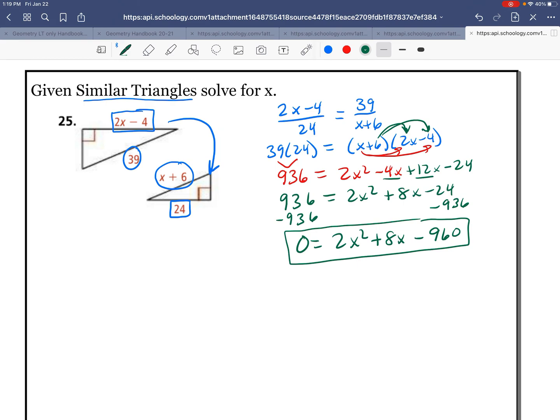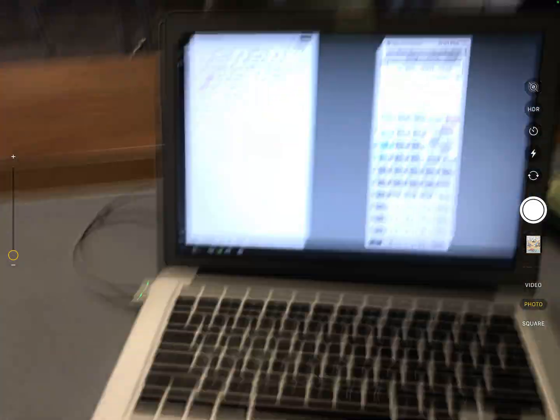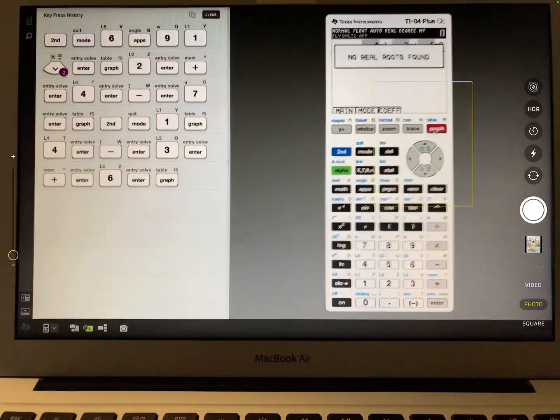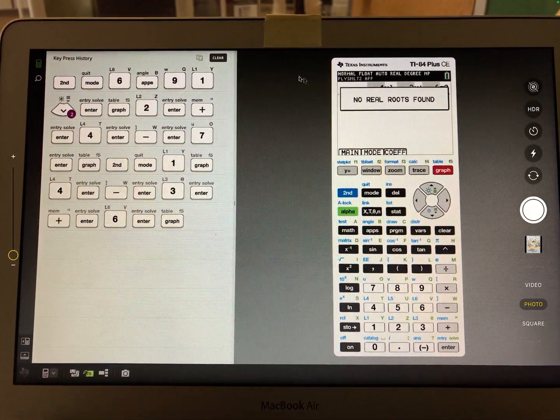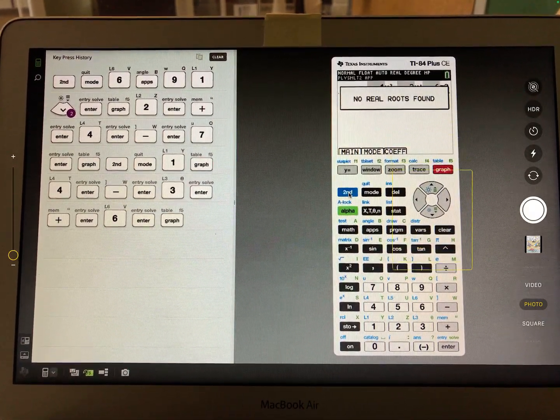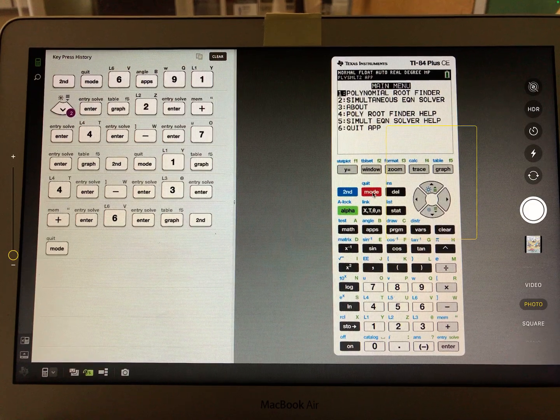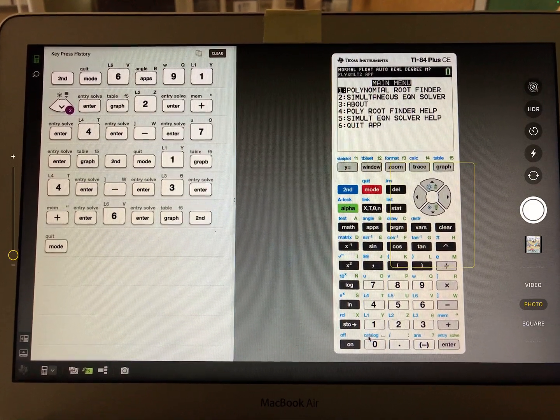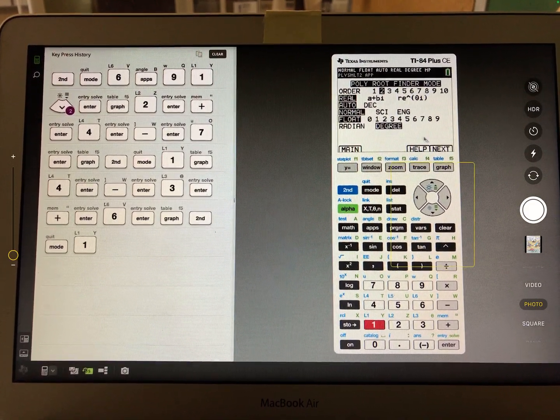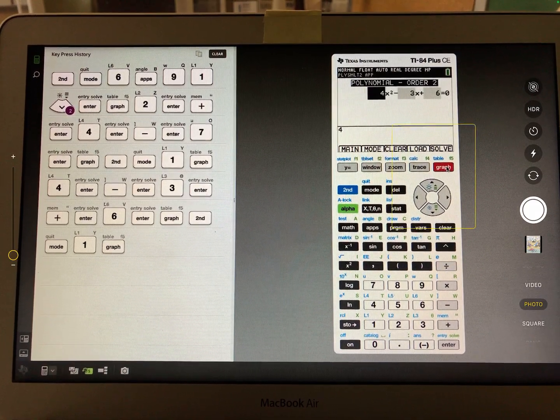So pull out your graphing calculator. Let's use PlySmlt to get our 2 answers. So keep that equation in front of you. We're going back to our graphing calculator. We're going to do second quit to get out of this. We're going to do polynomial root finder number 1. We're going to do next, graph.